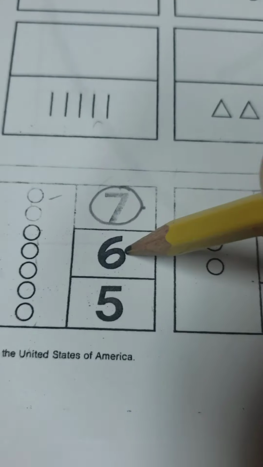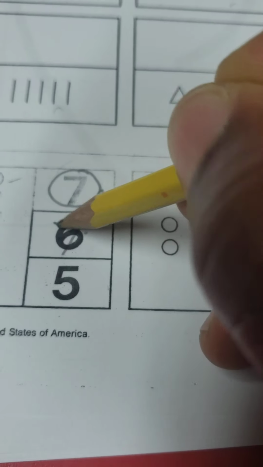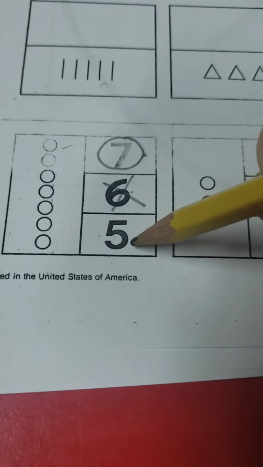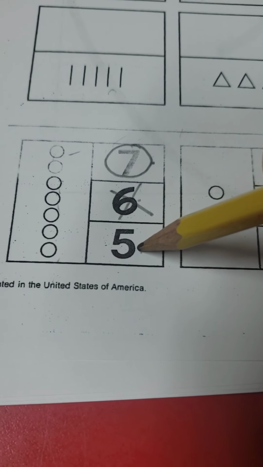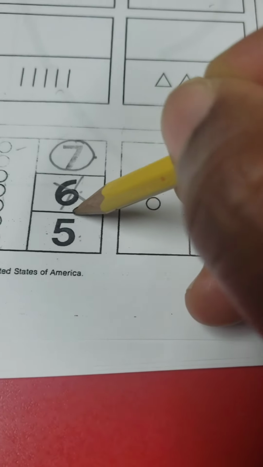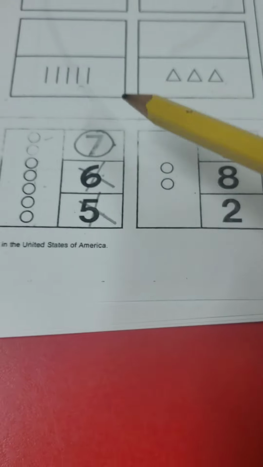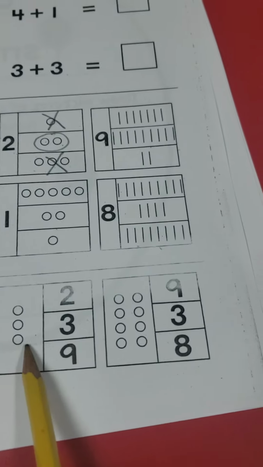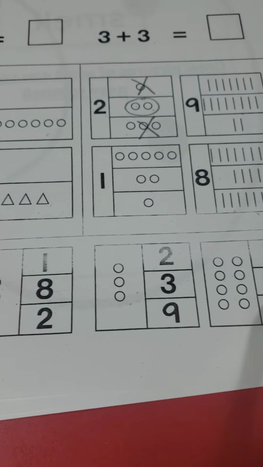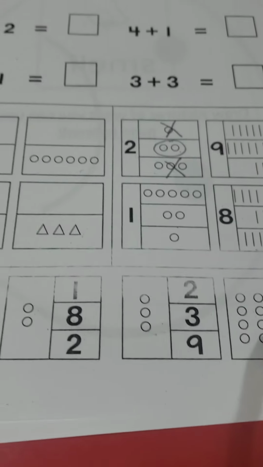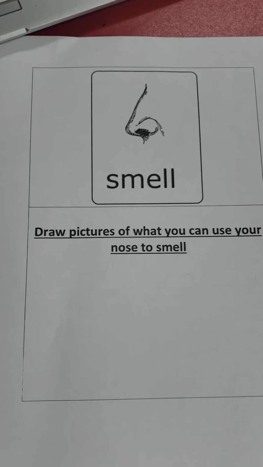Is this one 7? No, it is number 6. I'm going to cross it out. Is this number 7? No, it is number 5. I am going to cross it out. I only have 7 circles. So the same thing applicable to all the boxes. That's all you need to do right here on this page.